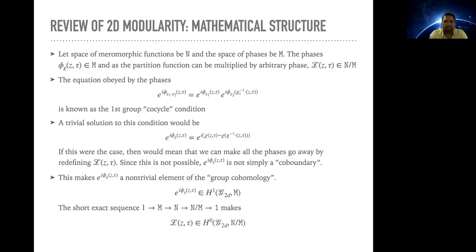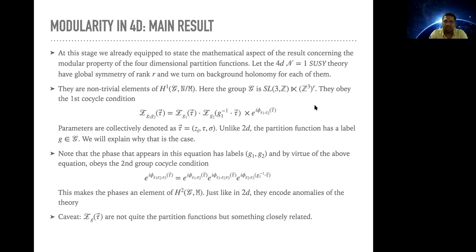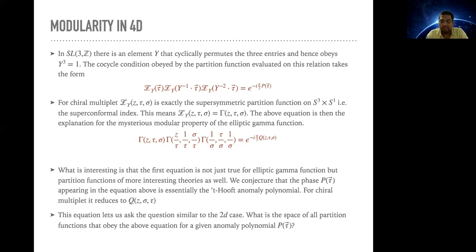So similarly, in this case, you can also think of this problem in the same way. You are given, let's say, the phases for g1, g2, because these are something that you can compute from the anomaly polynomial, and then you ask what is the space of functions which obey this equation? So that would be tantamount to, if again the partition function is a good stand-in for the theories themselves, asking: if you are given a particular anomaly polynomial, then what is the space of theories which has that particular anomaly polynomial? So in that sense, this 4D equation also lets us exploit this modular property and use it as a tool for bootstrapping the space of superconformal theories.